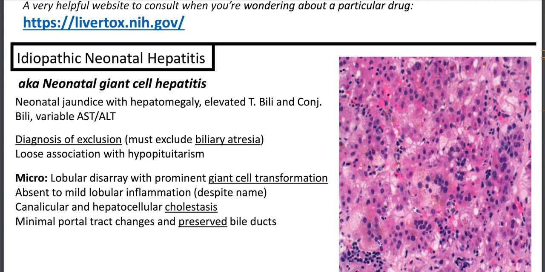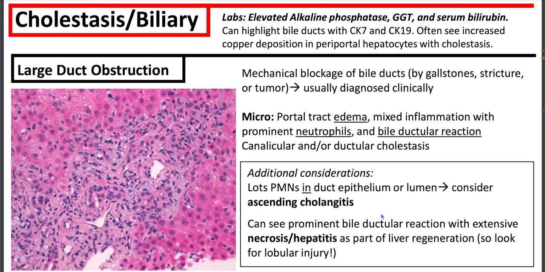And you can have absent to mild lobular inflammation, despite the name, canalicular and hepatocellular cholestasis, and minimal portal tract changes and preserved bile ducts. So you can see some of the bile here, bile pigment here. Cholestasis/biliary. Labs, you'll have elevated alkaline phosphatase, GGT, and serum bilirubin. You can highlight the bile ducts with CK7 and CK19. And you often see increased copper deposition in the periportal hepatocytes with cholestasis.